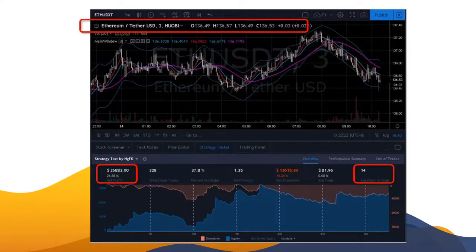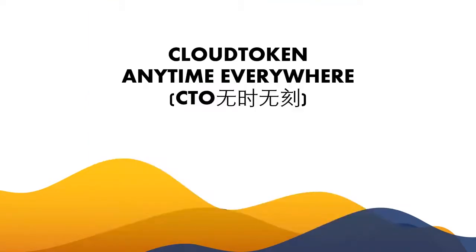So this is one of the examples of Verum running, and we did this simulation on Huobi based on Ethereum and USDT. During a 14-day period, we have a gain of 26.88%. And this is through the Verum engine. So you can read more about the Verum engine when we release our business proposal on the 12th.